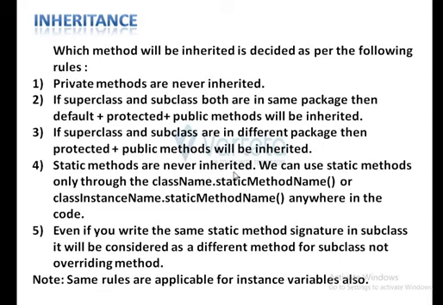Static methods are never inherited. We can use static methods only through the class name dot static method name, or class instance name dot static method name, anywhere in the code. Even if you write the same static method signature in the subclass, it will be considered a different method of the subclass, not an overriding method. That means if a method is declared as private in the superclass, it is never inherited in the subclass. Let's understand it with the help of a code example.